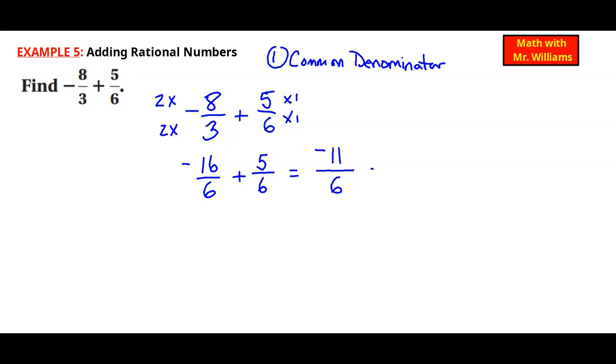Now we need to simplify because we can't have an improper fraction. 6 will go into 11, a grand total of 1 time. So we bring that negative up front. And 11 minus 6 will give us the new top number of 5 over 6. So my answer in this case will be a negative 1 and 5/6.